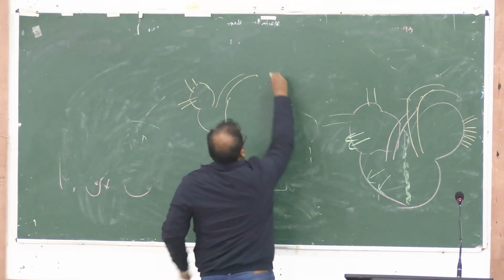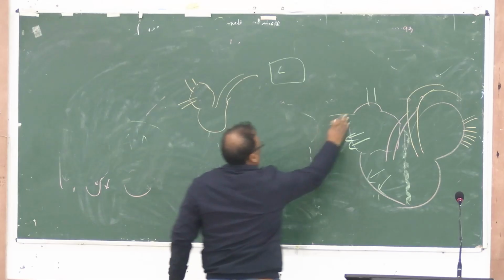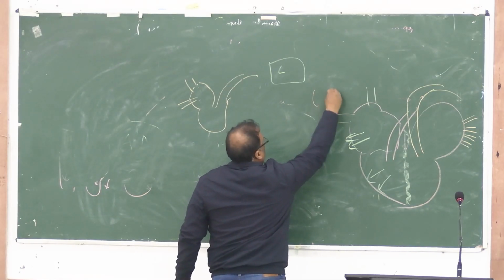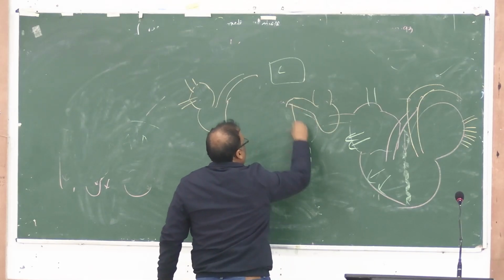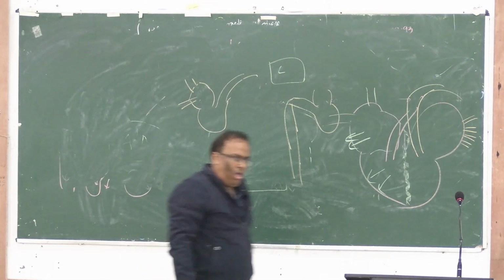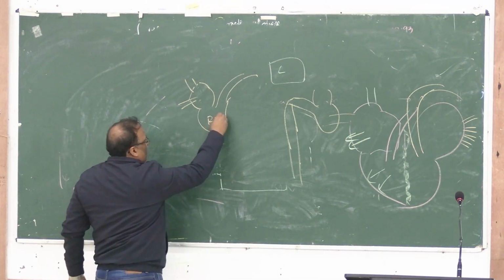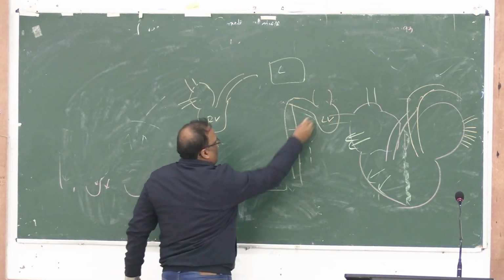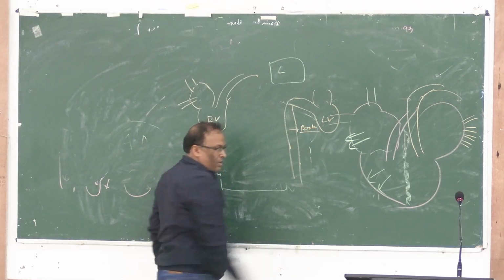So now this is your lungs. This is your lungs, and suppose this is your left ventricle, right? Left ventricle, and this is arch of aorta, and this is your descending aorta. Is it clear? Right ventricle, lungs, left ventricle, arch of aorta, and this is aorta. Suppose this is aorta, simple aorta, right?